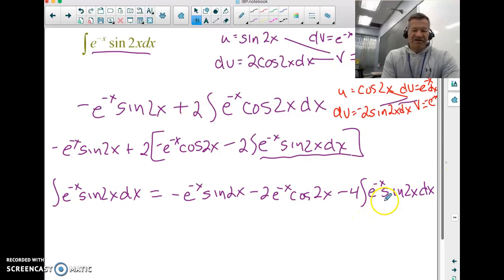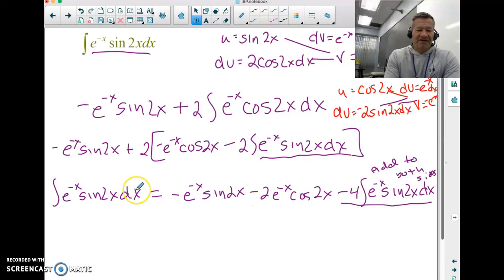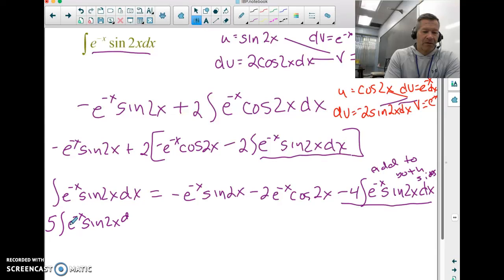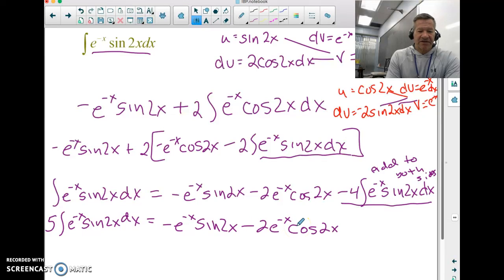Now what I can do here is, since I'm just trying to find out what the value of this is, I can take this negative 4 times the integral and add it to the other side. Nice. Add to both sides. So if I add it to this side, it's going to cancel. Add it to the other side, I'll have 5 of these over here. 1 of these plus 4 more. I've got 5 of this integral equals all this stuff. So cosine 2x, and there we have it.